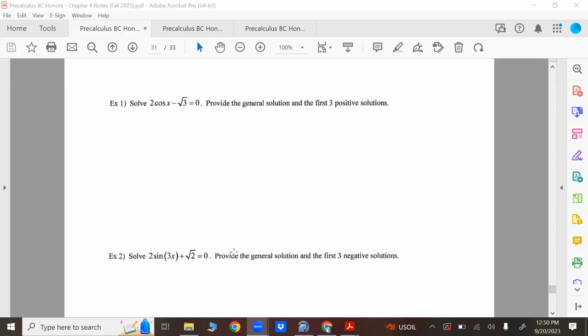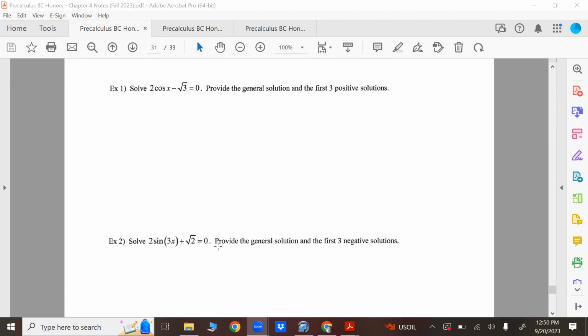So let's do an example now. Here you're asked for the general solution, the first 3 positive solutions. So that should be really easy, right? Cosine x equals root 3 over 2. What's the first answer that comes to mind? Pi over 6. And by the way, I do want radians.